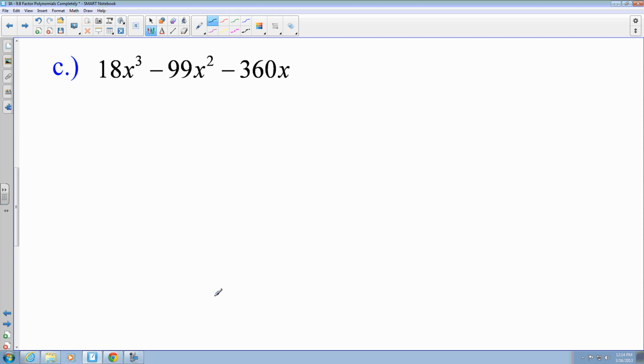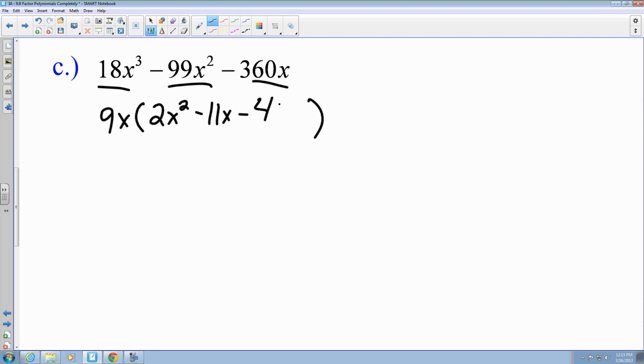For C, it's a trinomial. But look here, I got x's in all of them. And also, they're all divisible by 9. So first thing I can do is let's factor out 9x first. So I got 9x, and now in parentheses it'll be 2x squared minus 11x minus 40. So now looking at 2x squared minus 11x minus 40, that looks like something I could factor out using reverse FOIL.